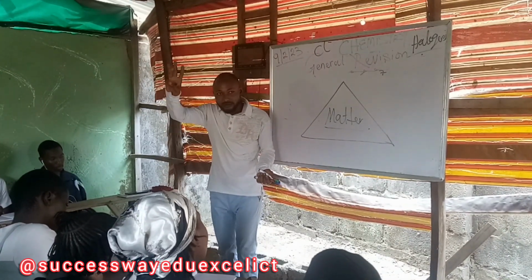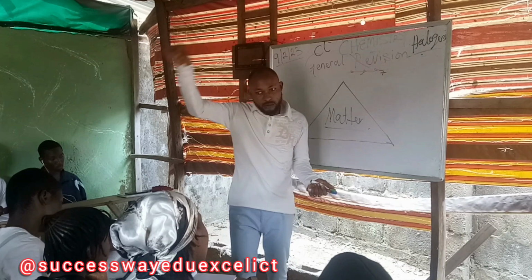Matter can exist in how many states? 3 states. Number 1, 2, 3.